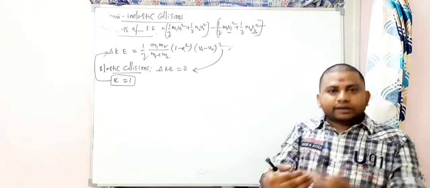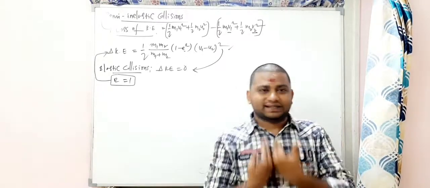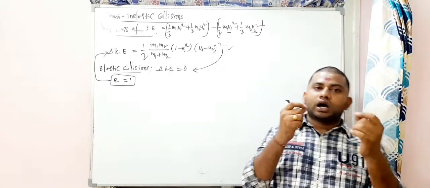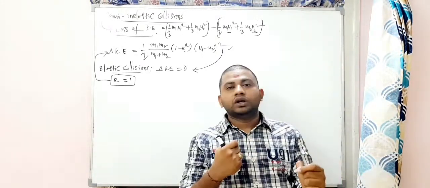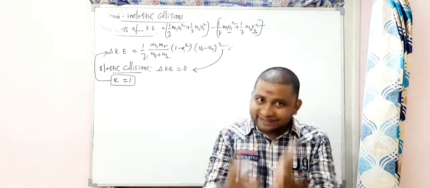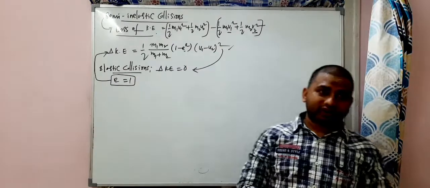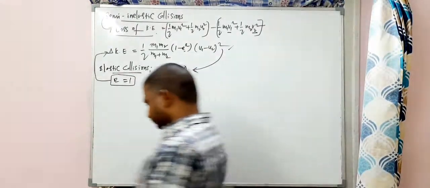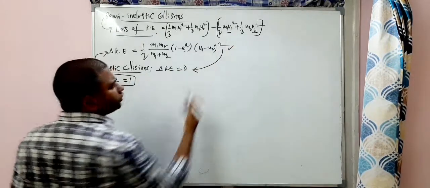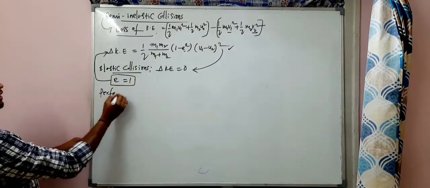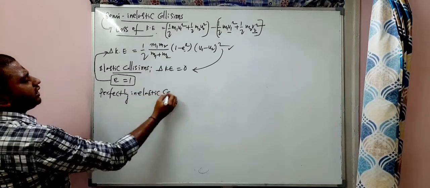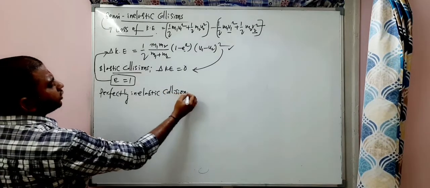So generally we observe collisions around us between two vehicles. Yesterday I told you, between two vehicles and between two carom coins, or two billiard balls. Those collisions are all examples of inelastic collisions, right? Now coming back, we'll solve some numericals on this also, don't worry. So now the topic is the perfectly inelastic collision.